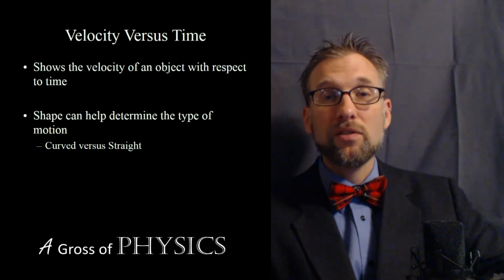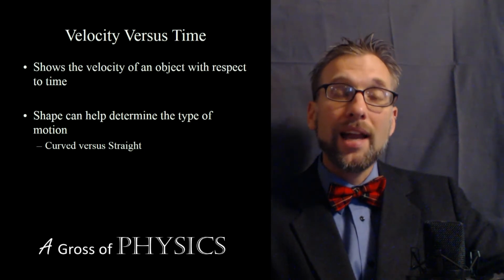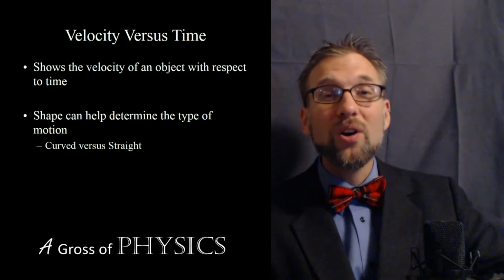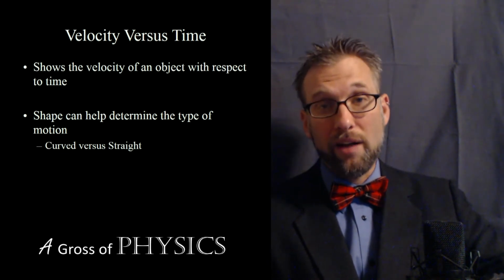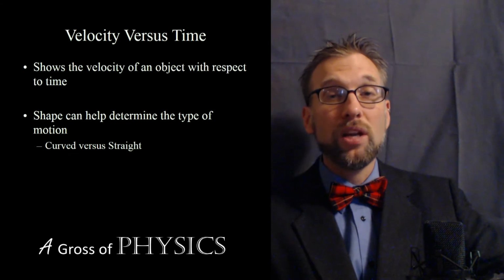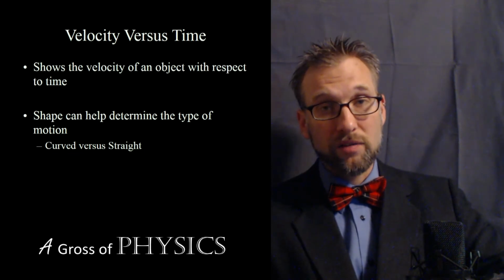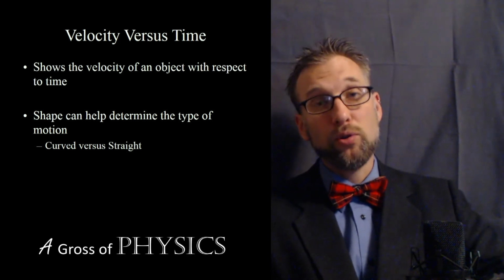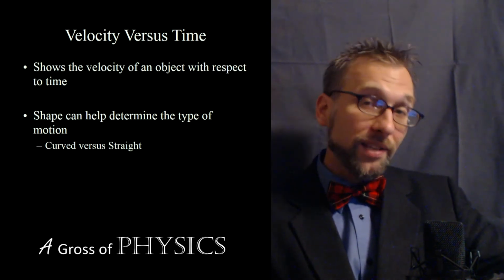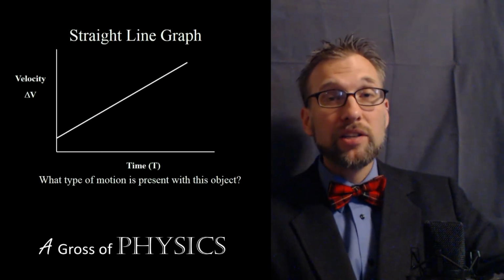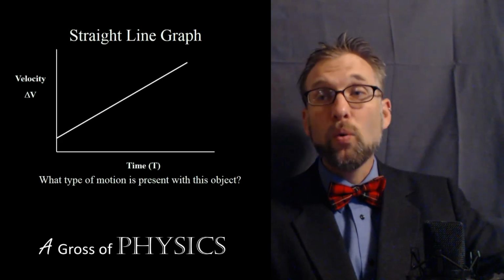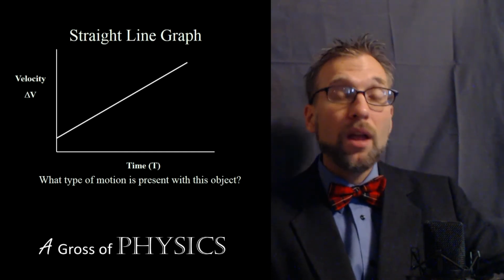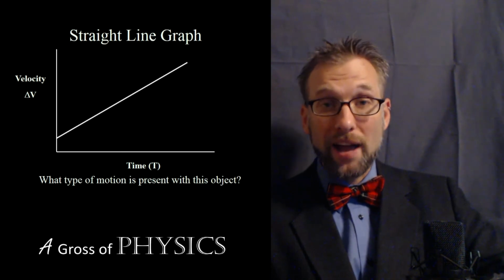Now, when we have velocity versus time, we not only can analyze by finding the slope, we can also use the area of the graph. So we have two different methods we can use, the slope of velocity versus time and the area of velocity versus time. So we have two math tools we're going to use. Once again, the shape of the velocity versus time graph can tell us what type of motion we have.